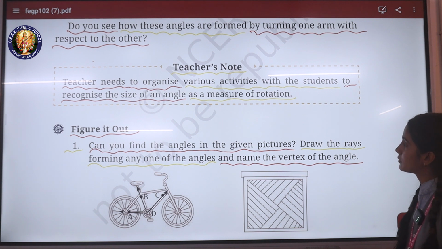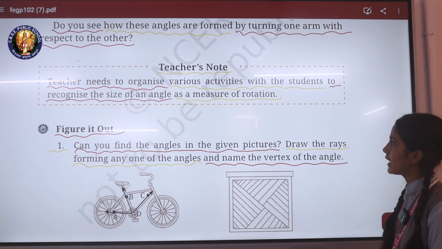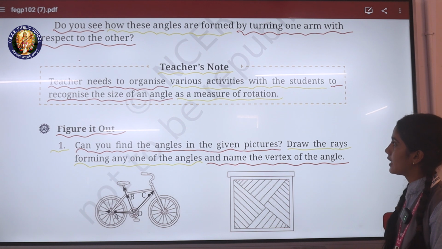Teacher's note. Teacher needs to organize various activities with the students to recognize the size of an angle as a measure of rotation.